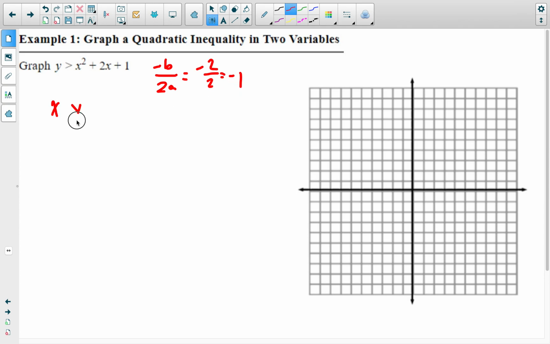Okay, so I'm going to make an xy table. I know that the x value of my vertex is negative 1. I'm going to go up a couple, down a couple. All right, and then I'm going to fill in this table for us. And then we're going to graph it. Let's plot these points. Negative 1, 0. Negative 2, 1. So we're going to open up.